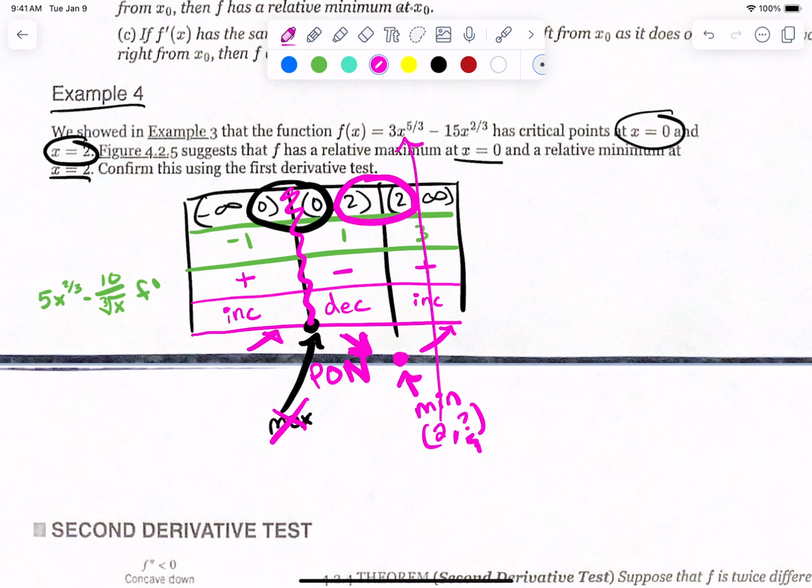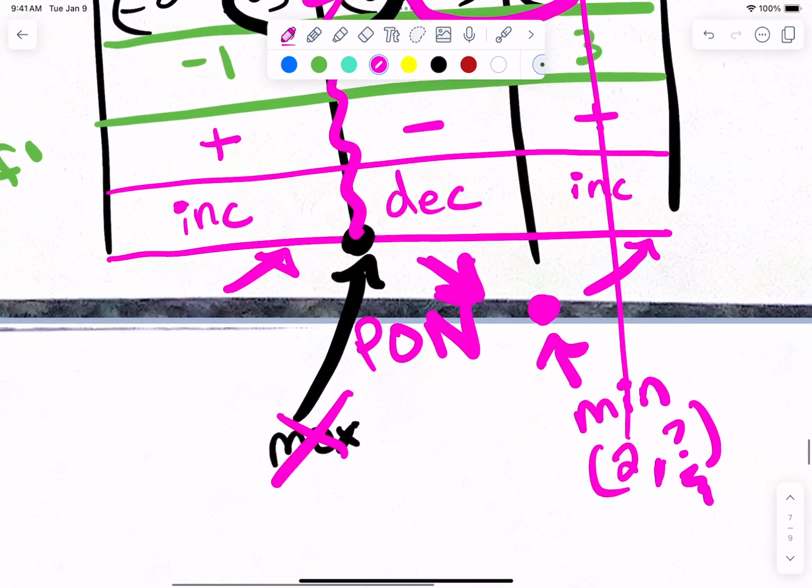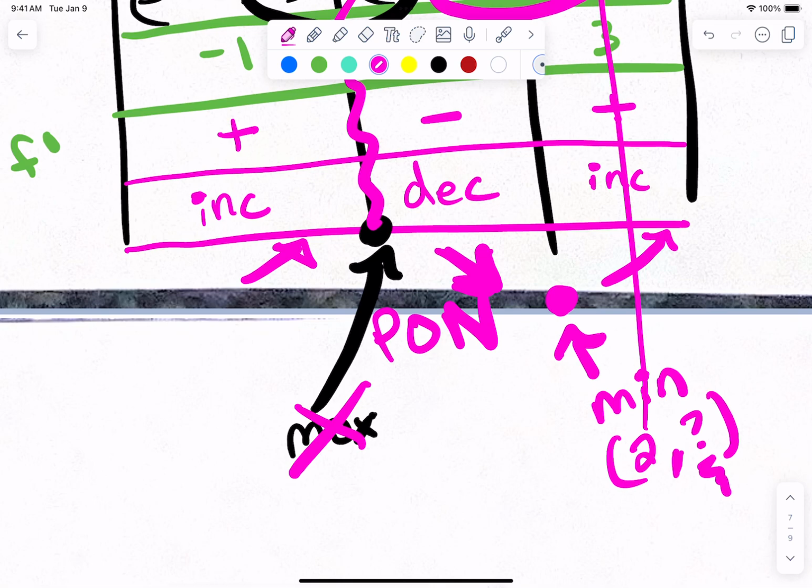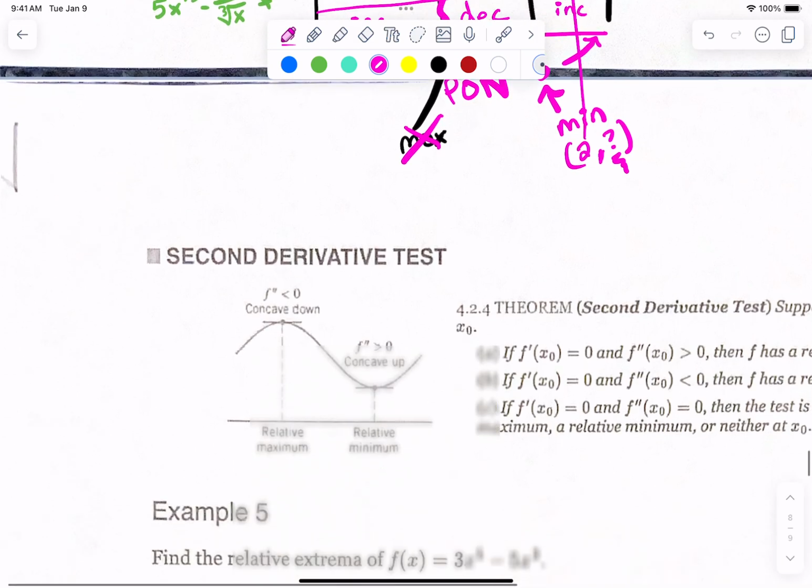So it has a min, but 0 is a point of non-differentiability, so it is not a max. Even though it looks like a max, it's not actually a max. Does that make sense? Clear as mud?